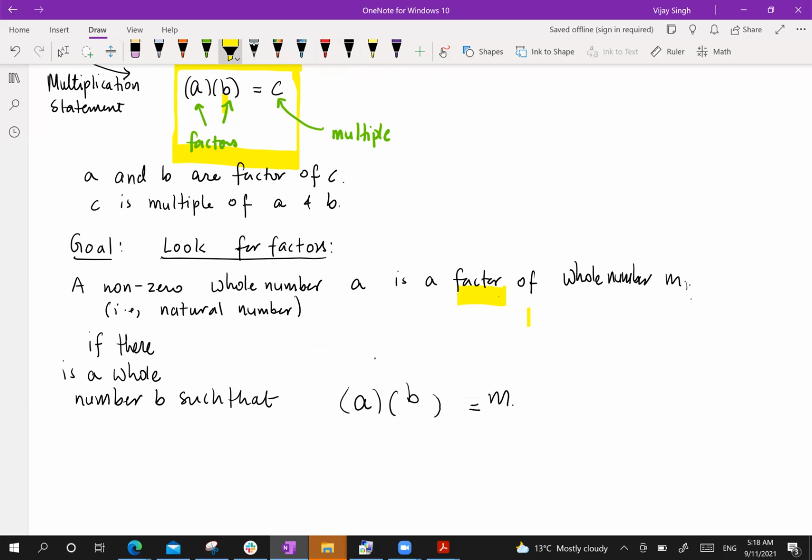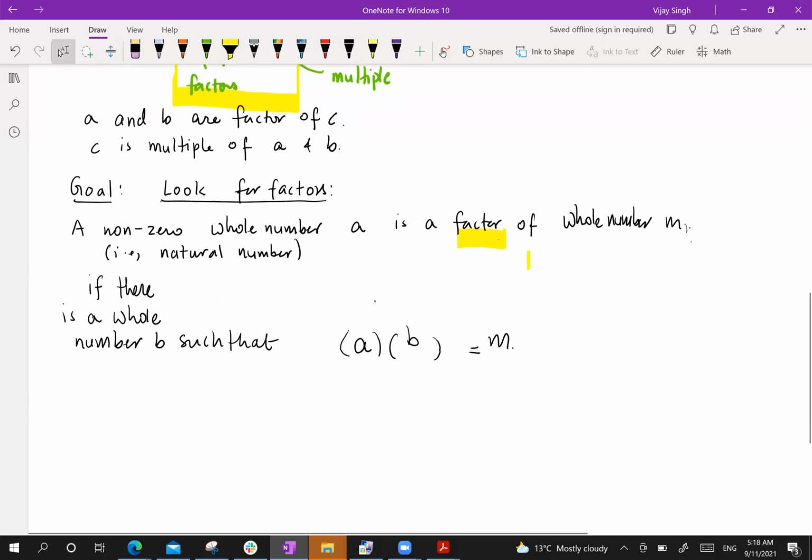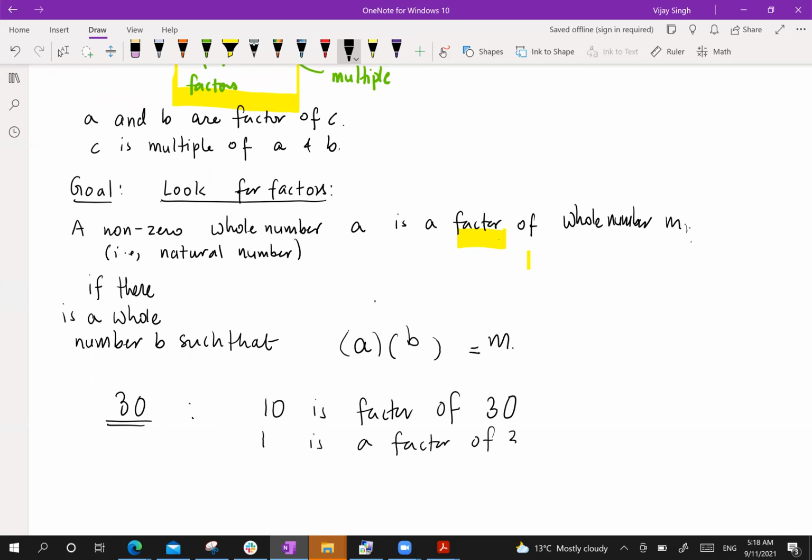Let's see some examples. If I take 30, 10 is a factor of 30. Also, there are more factors, right? 1 is a factor of 30. Why is that? Because 1 times some whole number is 30. What is that whole number? 30. Similarly here, 10 is a factor of 30. Why? Because 10 times some whole number is equal to 30. What is that whole number? 3.